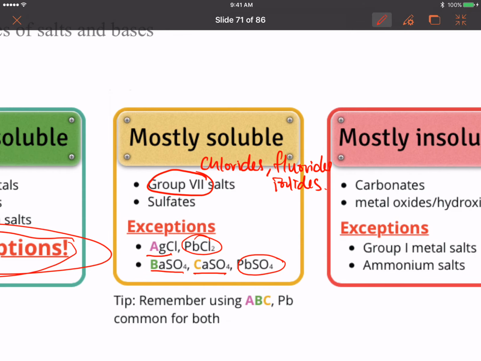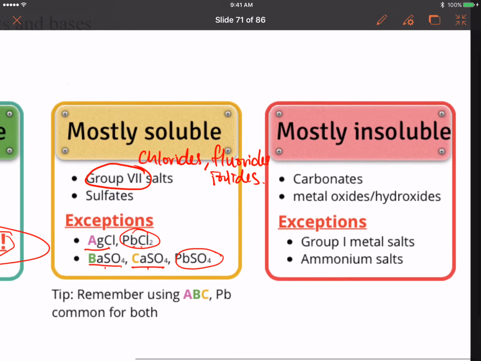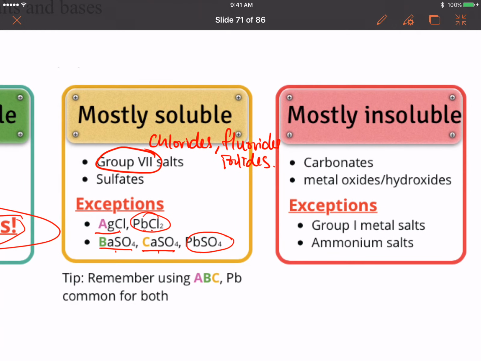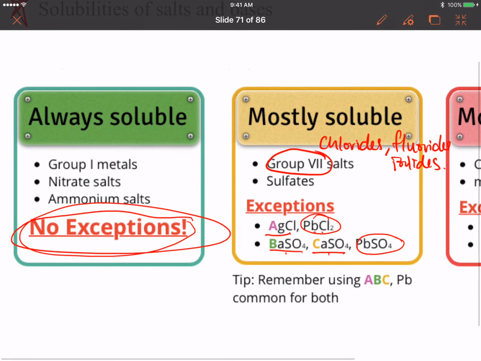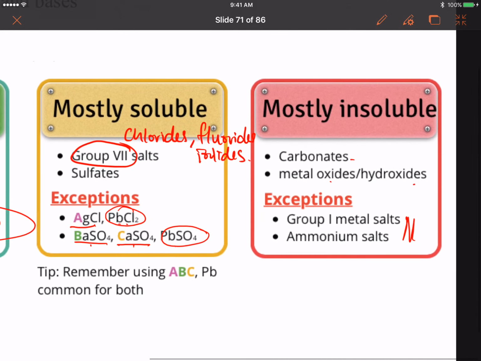This is how I remember. AgCl, remember what's AgCl? It is silver chloride, then barium sulfate, calcium sulfate, and lead chloride and sulfate. Mostly insoluble: carbonates, metal oxides, and hydroxides are generally insoluble, except for the cases that we've mentioned here that are always soluble.